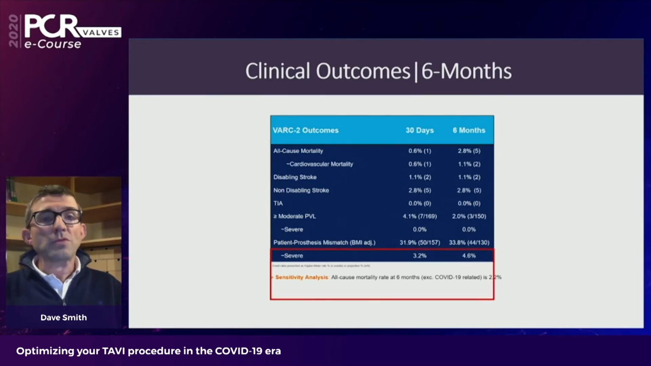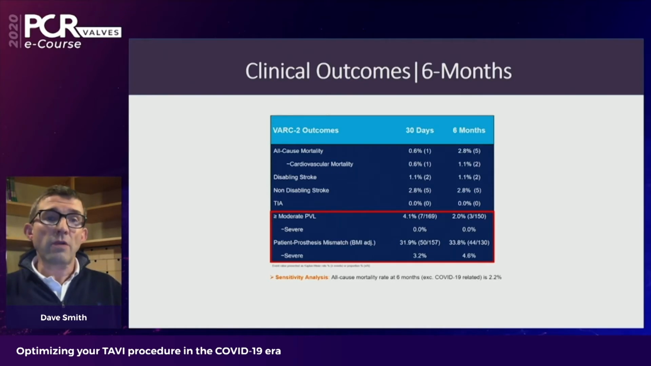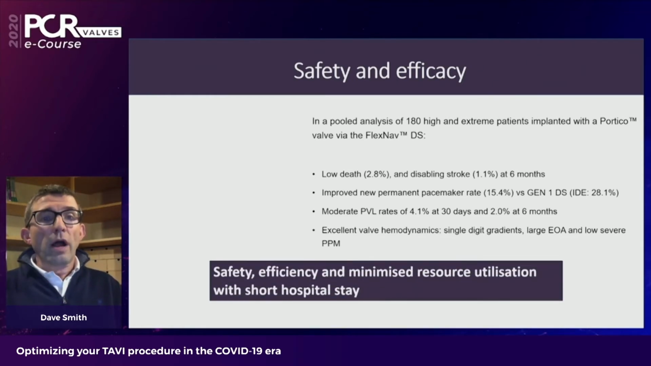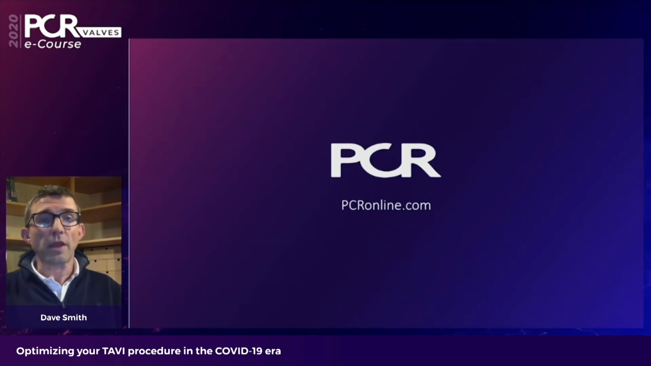If we look at the clinical outcomes, we can also see low rates of paravalvular leakage, and because of the high effective orifice areas, also a low rate of severe patient prosthesis mismatch due to that. So in summary, we can see that we have effective and safe clinical outcomes with the new delivery systems, low rates of pacemaker implantation, low rates of paravalvular leakage, and this is confirmed out to 6 months. And therefore, I would advocate that this allows safe, effective and efficient procedures with minimal resource utilization and hopefully allowing short hospital stay. Thank you.